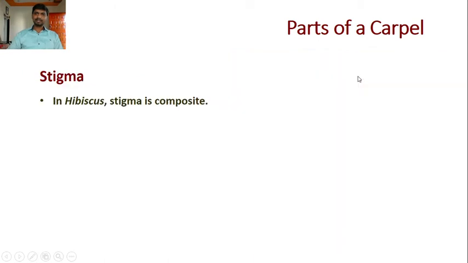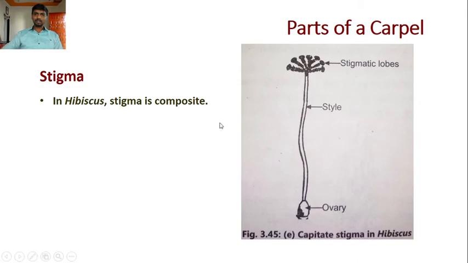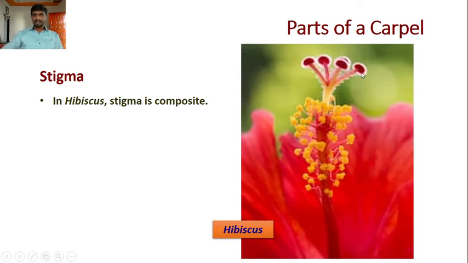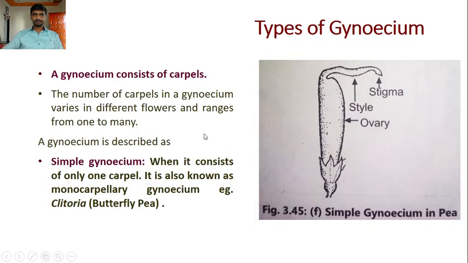But in hibiscus the stigma is composite, made up of the stigmatic lobes. So this is the photograph of the hibiscus stigma. Here we can see the stigmatic lobes. So in hibiscus the stigma is described as composite.